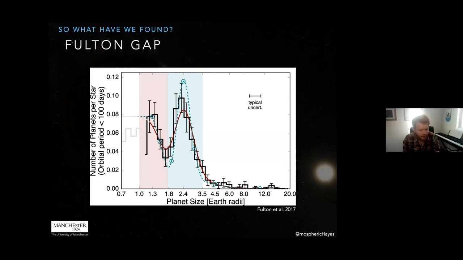And we found that there's what's known as the Fulton gap, where if you plot a histogram of the occurrence rates of planets based on their size, there is what's known as the sub-Neptune desert, which is this little dip in your occurrence rate between super Earths, which is in pink, and Neptune-sized planets, which is in blue.